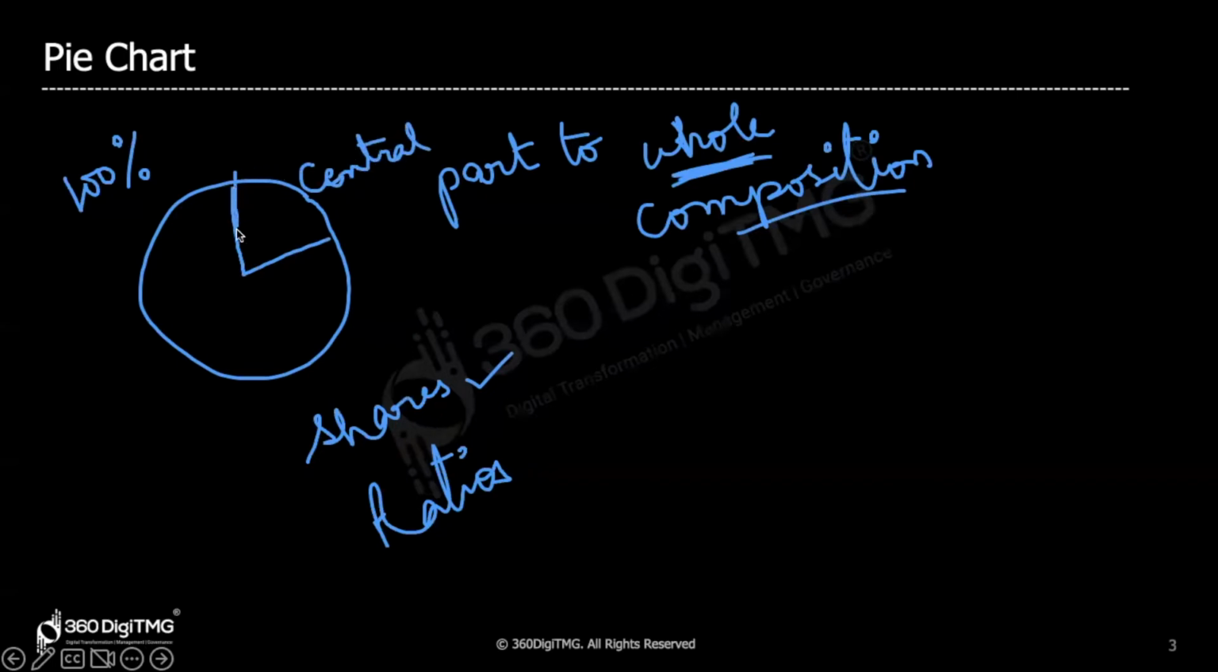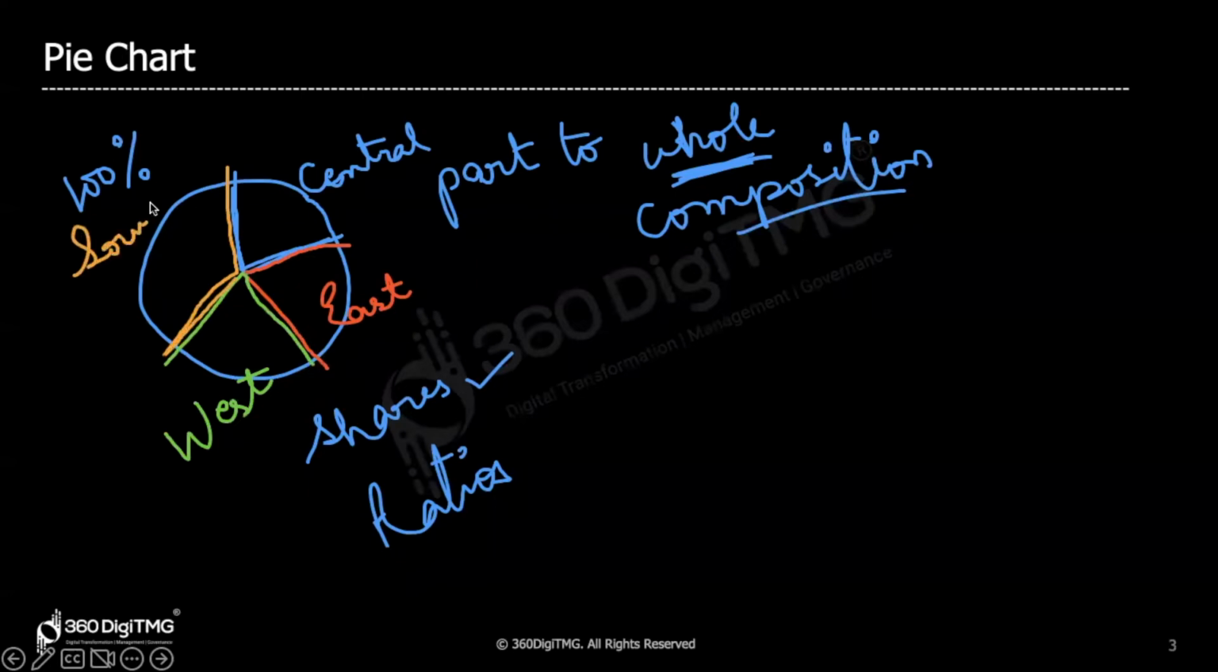So this slice in the pie is the contribution of central region, or let's say this is the share of central region towards the profit. Let's say this much, okay? This slice is the contribution of east region towards the profit. This slice here is the contribution of west region towards the profit. And let's assume that the remaining part is the contribution of southern region towards the profit.